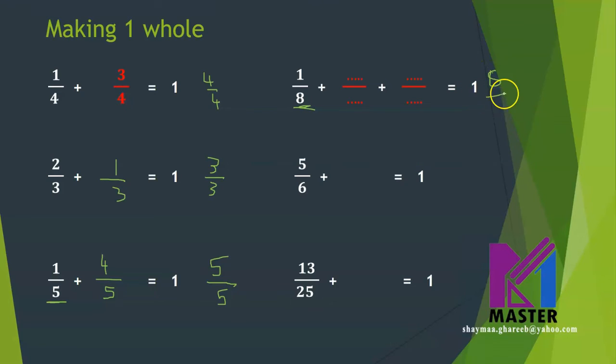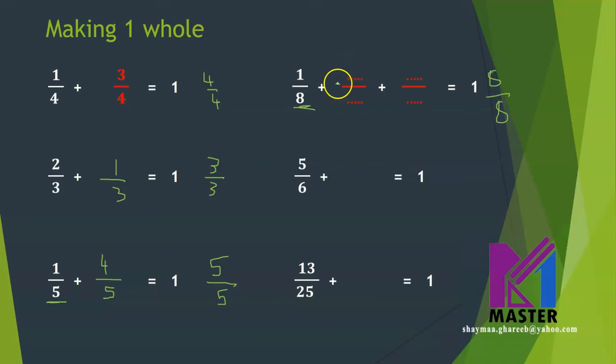8 8s, as we said before. This is how we write the 1 whole using 8s, or whatever the fraction is, okay? So now I only have 1/8. So how many fractions do I need to make all the parts 8/8?